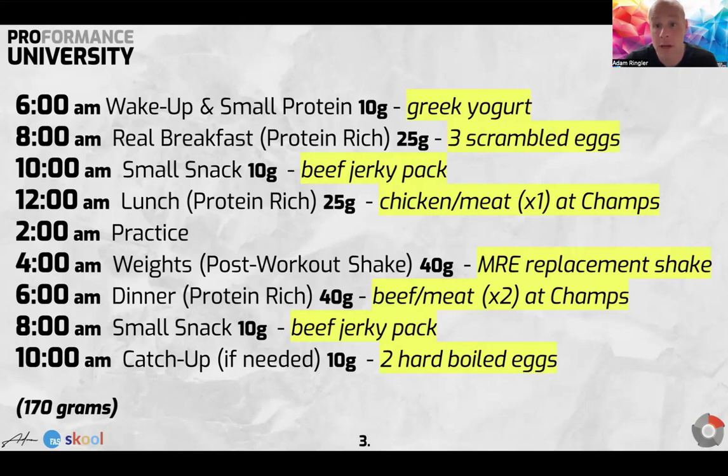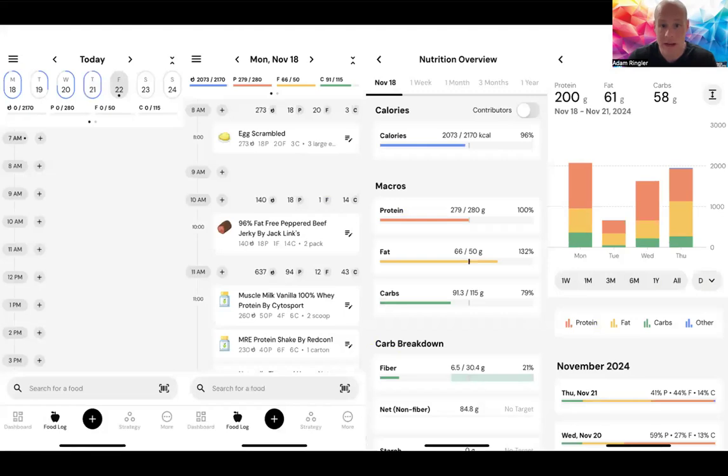So what does that look like? Maybe Greek yogurt, scrambled eggs, a beef jerky pack, chicken or meat. I say at Champs, but maybe a cafeteria or your workplace, an MRE replacement shake. I love True Nutrition, TRUEnutrition.com. They make a Team Skip blend protein. That's amazing. It's a mixture of different proteins, and I love that blend. Maybe a beef or pork or meat with a double serving to get that 40 grams at a cafeteria, or when you come home from work, a beef jerky pack, maybe more hard-boiled eggs. And there you go. You have 170 grams right there.